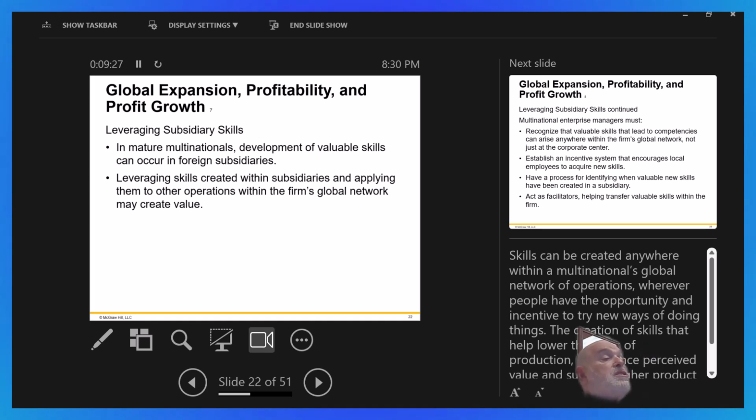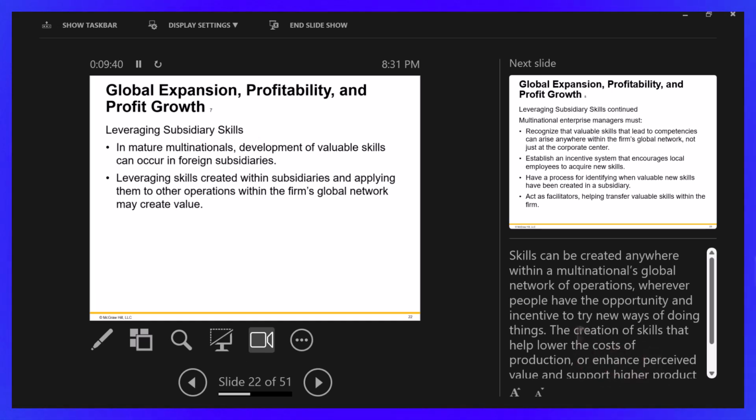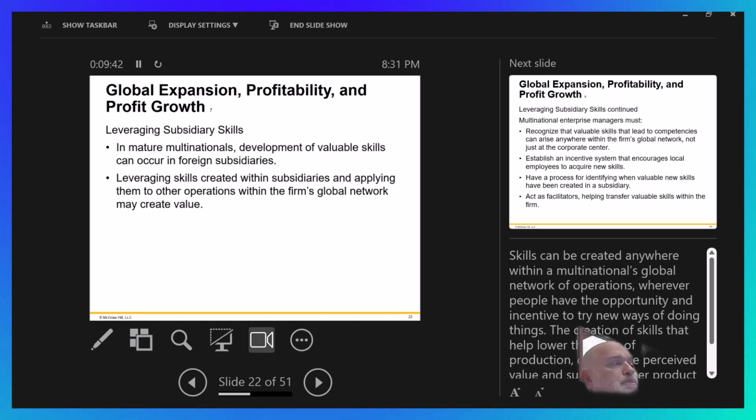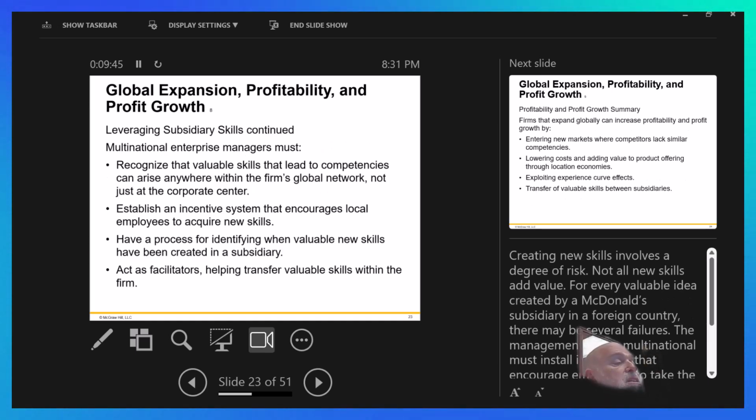And also leveraging subsidiary skills. In mature multinationals, development of valuable skills can occur in foreign subsidiaries. Leveraging skills created within subsidiaries and applying them to other operations within the firm's global network may create value. Multinational enterprise managers must recognize that valuable skills that lead to competencies can arise anywhere within the firm's global network, not just at the corporate center. And wherever it happens, they should scale up that advantage and spread it out to the rest of the firm.